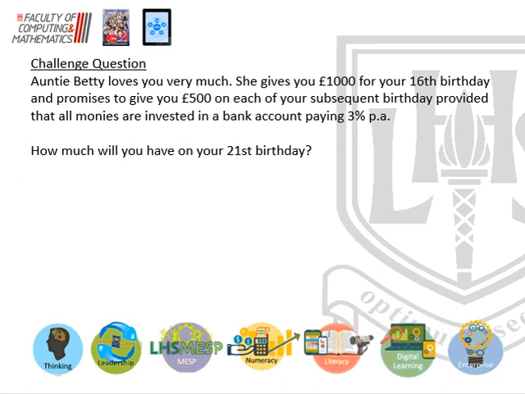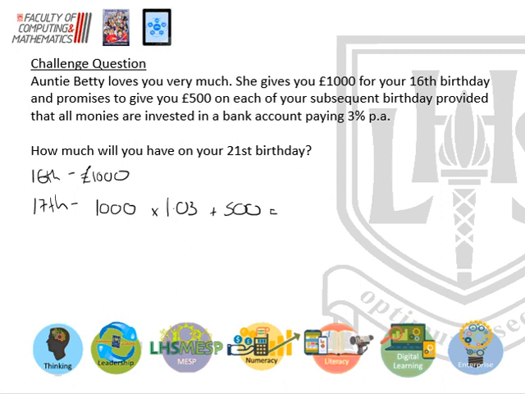Firstly, on your 16th birthday, you're going to have £1,000. Now the difference between your percentage problem here and your percentage problem in National 5 is that something else has been added each year, that £500. So to find out what you have on your 17th birthday, you're going to have to do your interest calculation. You take your £1,000 and multiply it by 1.03 for the 3% being added. But then on your 17th birthday, you're also going to get an extra £500.